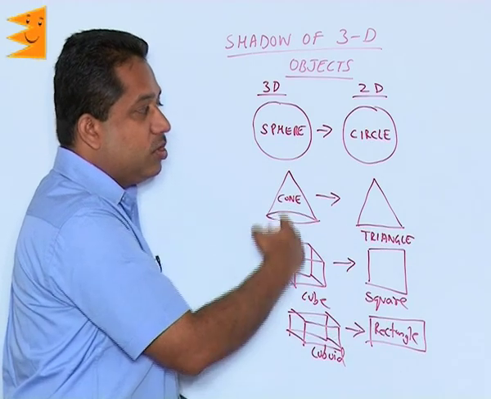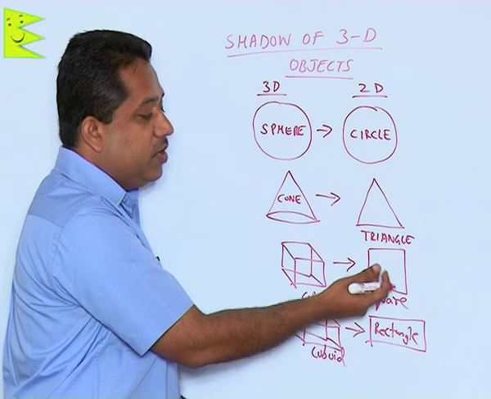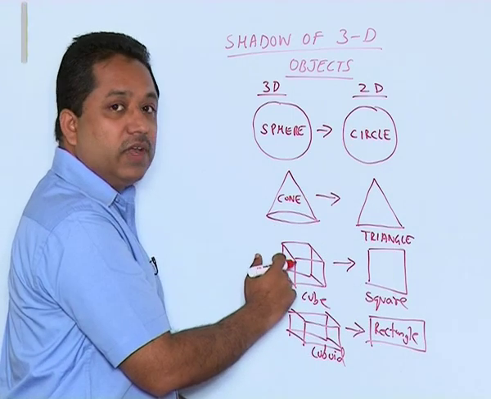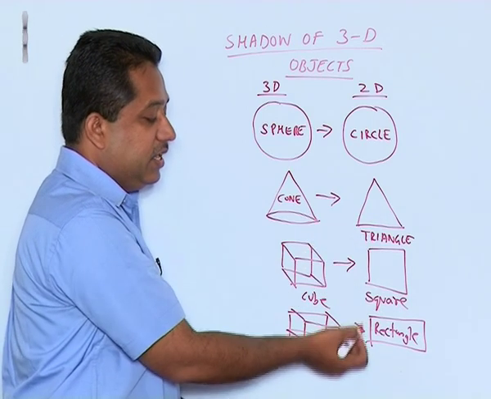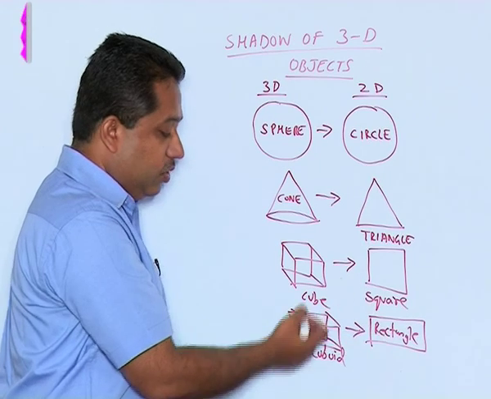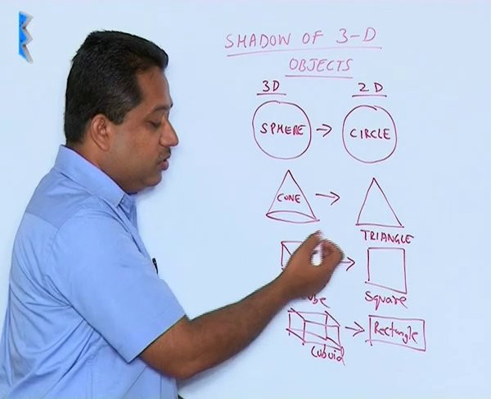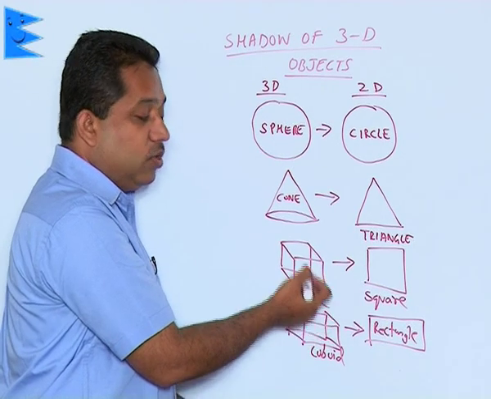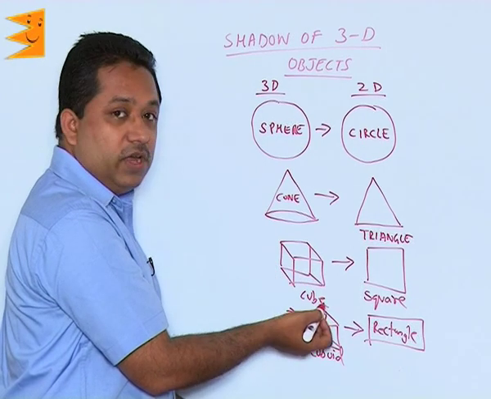The reverse could also be asked to us. You may be given the 2-dimensional shadow and you may be asked what is the 3-dimensional figure. So we will be able to do vice versa for all these. We can say that we get a rectangle because the original figure was a cuboid. We get a square shadow because the original figure was a cube. It could also be a square itself. So it could be a 3-dimensional figure or a 2-dimensional figure.